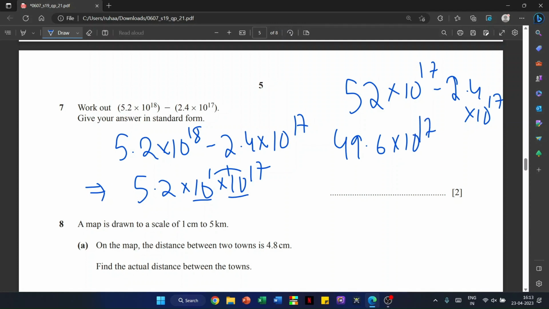But in standard form, this number over here has to be between 1 and 10. So it has to be 4.96 times, because the decimal is being taken over there to the left, this has to be added over here, which will be add 1, so this will be 18. So 4.96 times 10 to the power 18. That's the final answer.